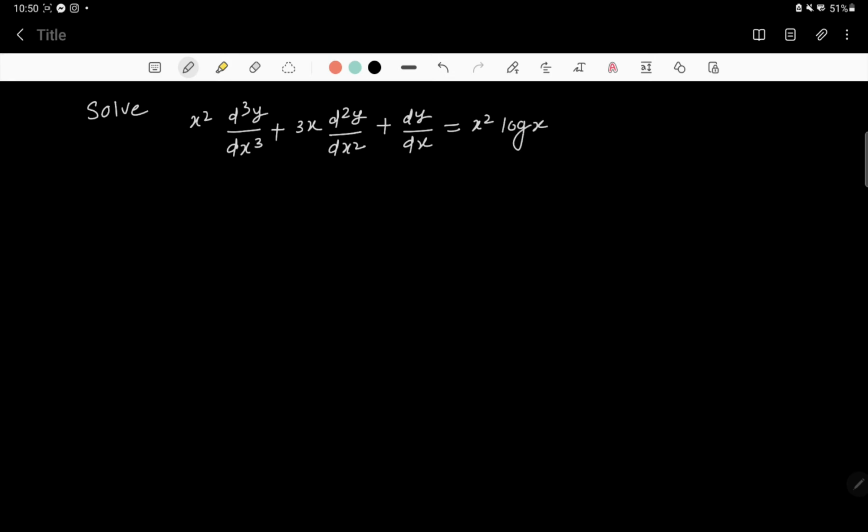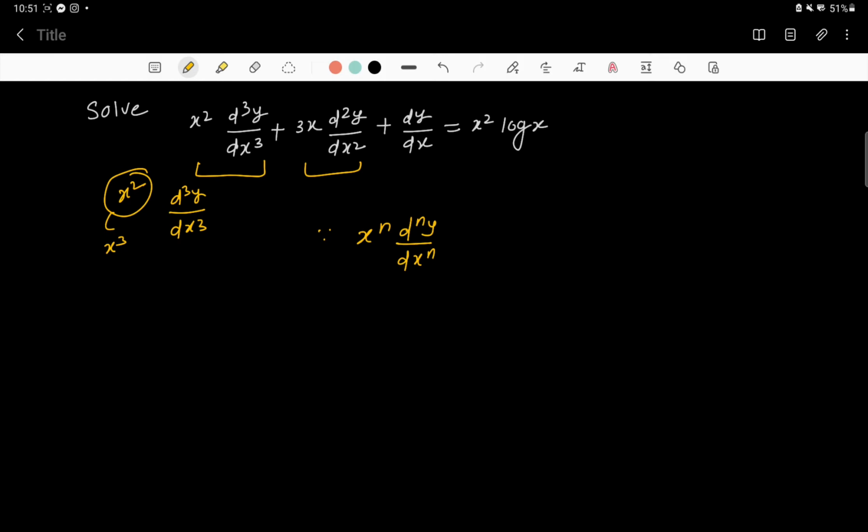It is the given question. First we need to check that it is homogeneous in terms of form. We observe that here the term is x^2 and the derivative is d3y/dx^3. This term should be x^3, because we have already mentioned that it should be d^n y/dx^n with x^n. So n must be the same for the derivative as well as the variable coefficient.